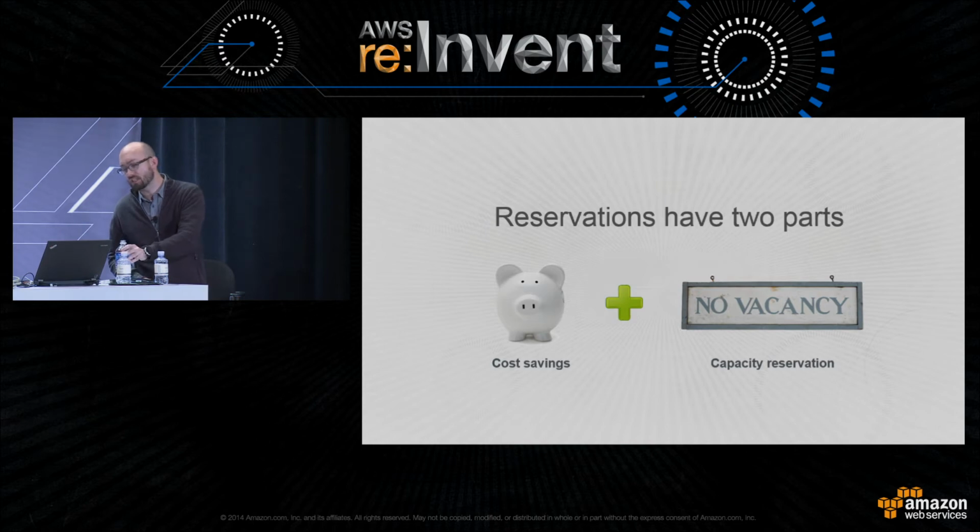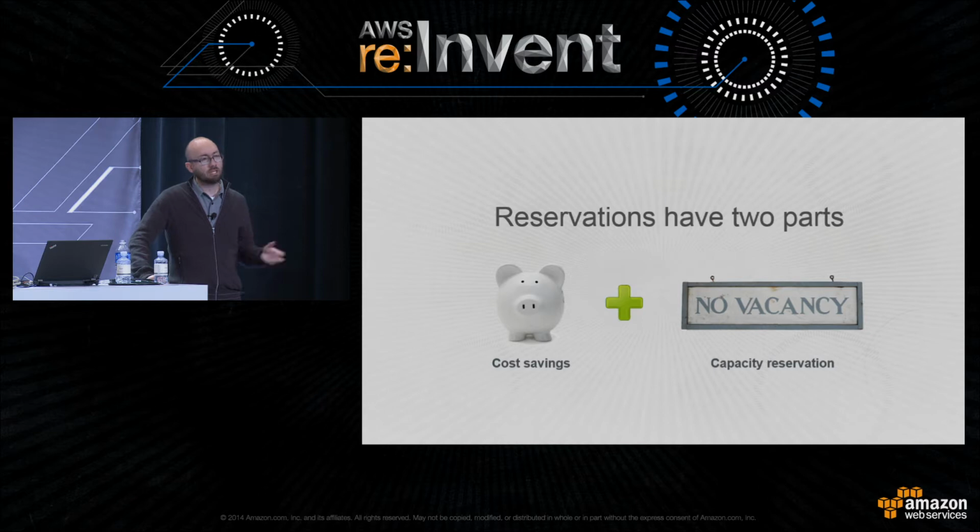On the cost savings side, this is where we're going to spend most of our time today. But basically, you pay a little bit of money up front and you get a lower hourly cost. It's as simple as that. But there's a second piece to RIs that a lot of people don't focus on, and that's capacity reservation.